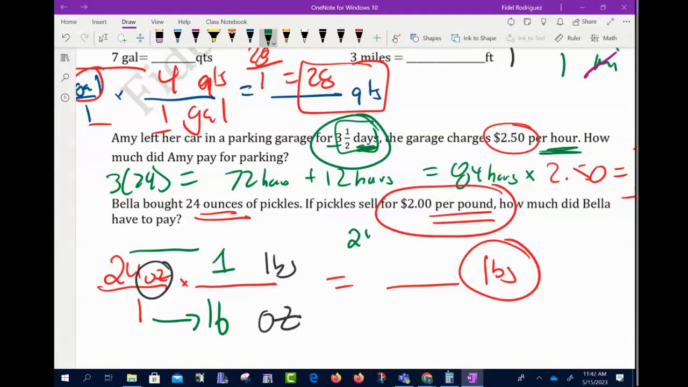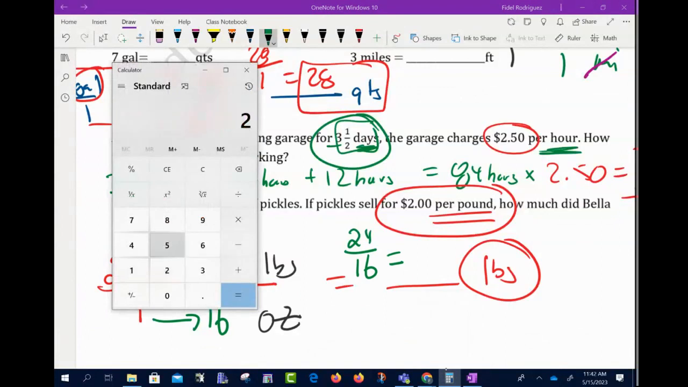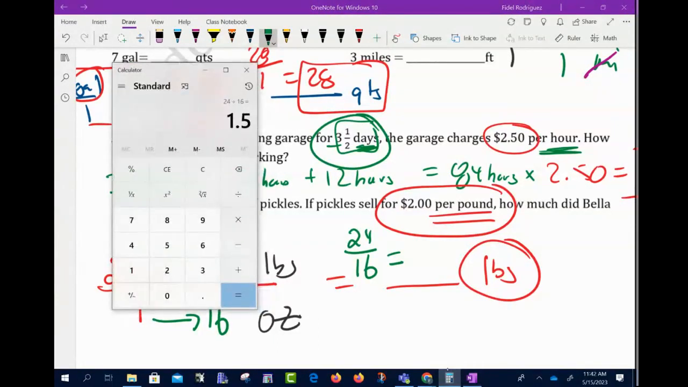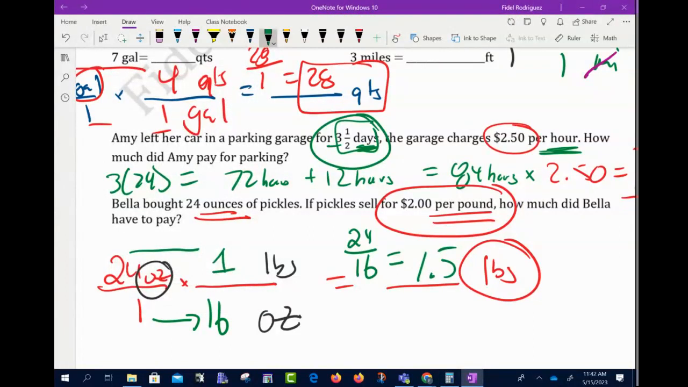So look, this is going to be 24 over 16. Let's just divide it out and see what we get. 24 divided by 16 is how many pounds? Look, so we go straight across, right? So 24 times 1 is 24. 1 times 16 is 16. 1.5 pounds, right? Boom, 1.5 pounds.